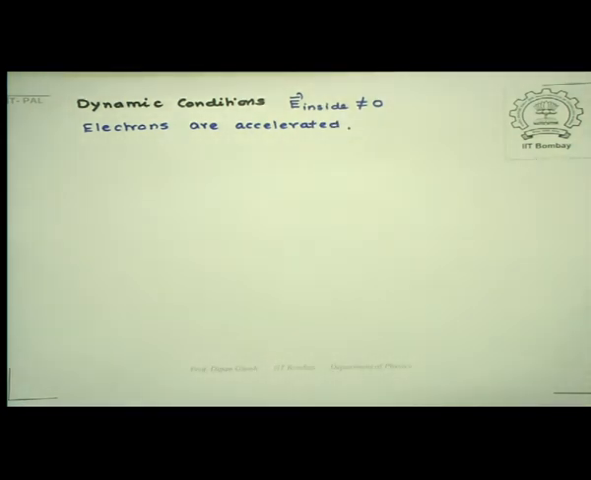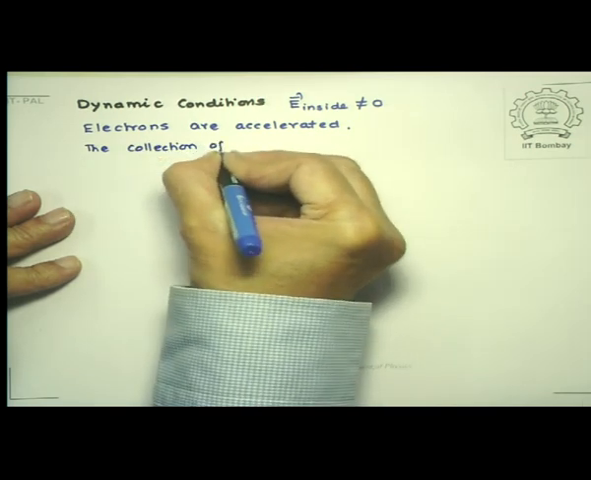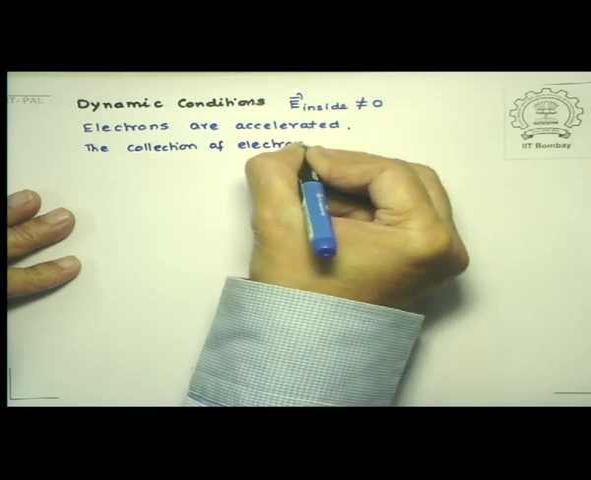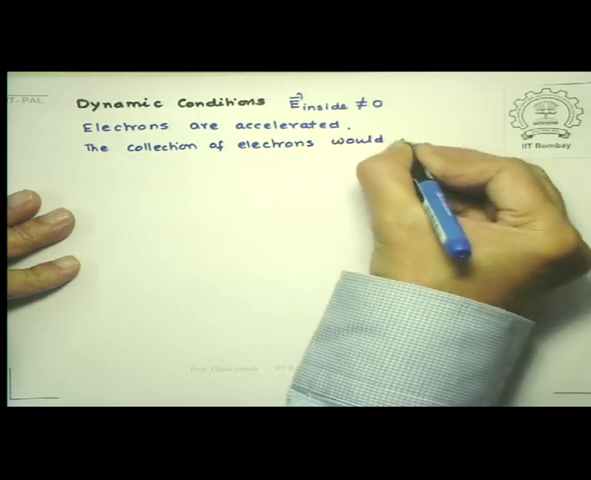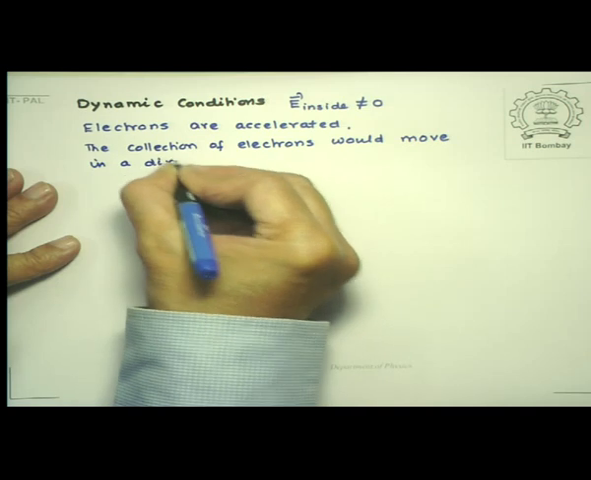What is the result? The result is that the picture that I gave you for the static condition roughly holds, but because of the presence of the electric field, on an average, the collection of electrons would move or drift in a direction opposite to that of the electric field.